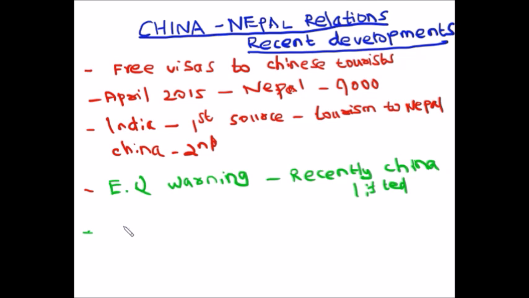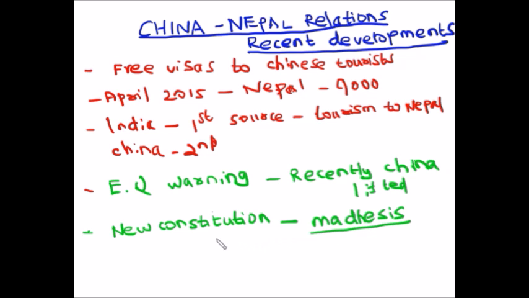Another important development that happened in Nepal in recent times is the adoption of a new constitution. The new constitution was adopted, but Madhesi people are not satisfied with the constitution's features and they started protesting and blocking the fuel coming from the Indian border. Because of that, Nepal is facing an acute fuel shortage and Nepal asked for Chinese help to beat the acute shortage of fuel.